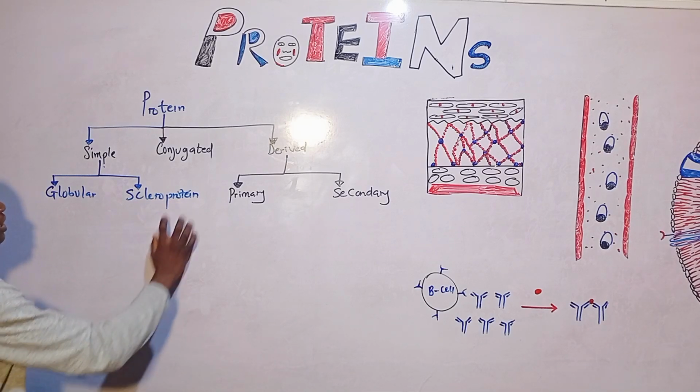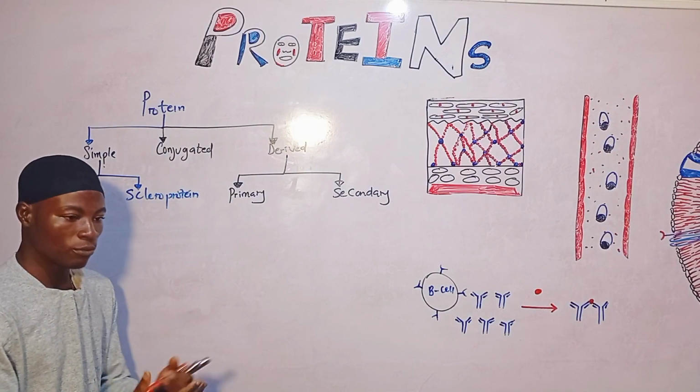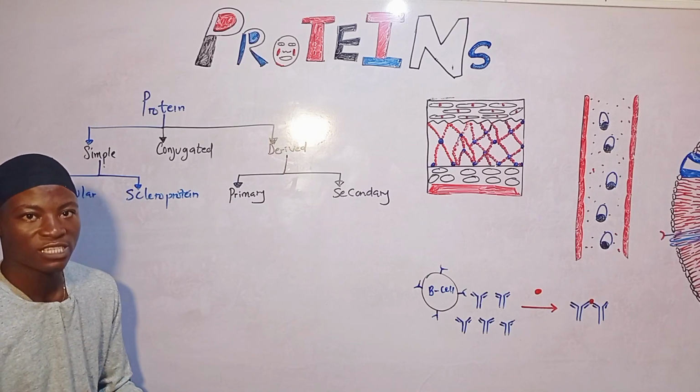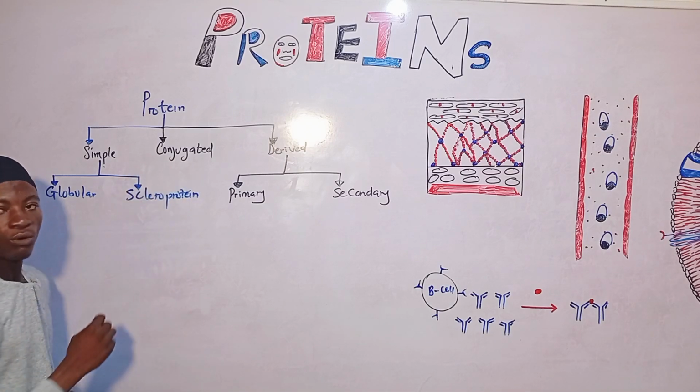That is scleroprotein. Then conjugated proteins are formed from the combination of the protein part and a non-protein part. The non-protein part is usually called the prosthetic group. That is basically conjugated protein.